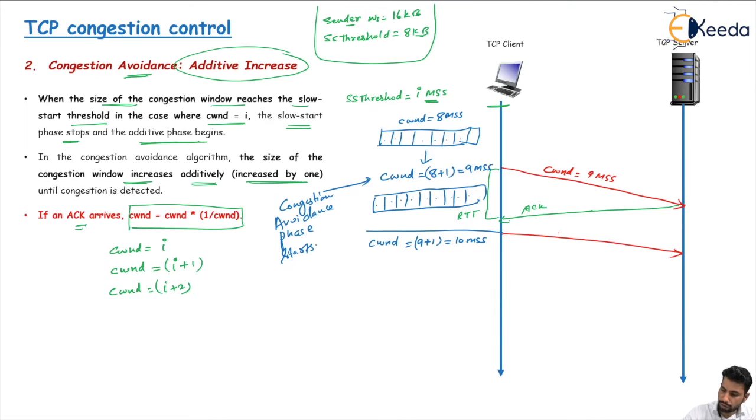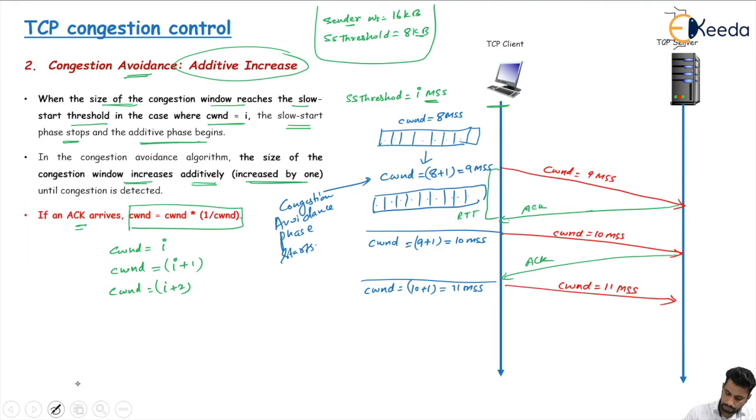We send a congestion window equal to 10 MSS, and the acknowledgement comes from the receiver side, and again the congestion window is going to increase. Last time 10, this time plus 1, equal to 11 MSS. A congestion window of 11 MSS is sent, and the acknowledgement comes from the receiver side.